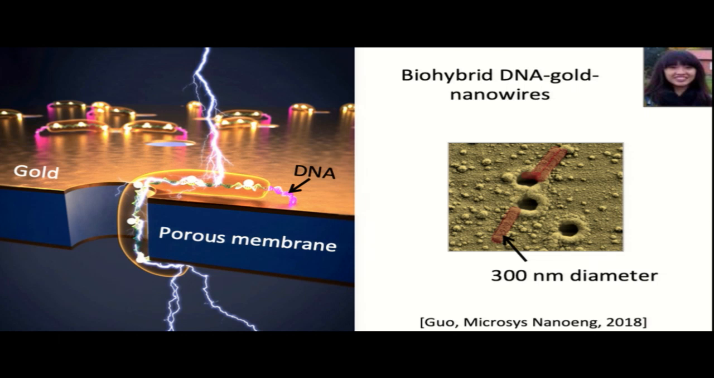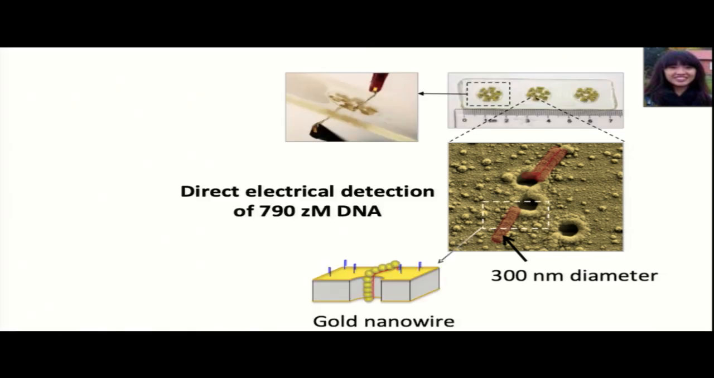But you see the gold structure on top, and you see 1, 2, 3 gold wires on top here that go from one side to the other side. They're 300 nanometer in diameter. They're the size of a virus, typically. And now, why do we make such structures? Well, we do that to make extremely sensitive biosensors.